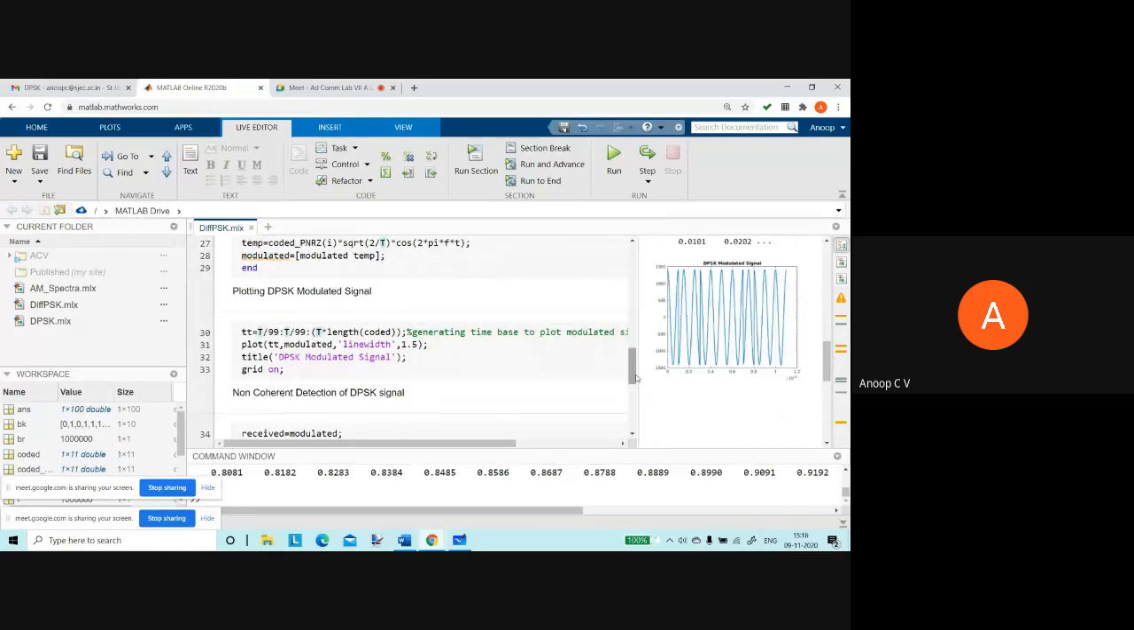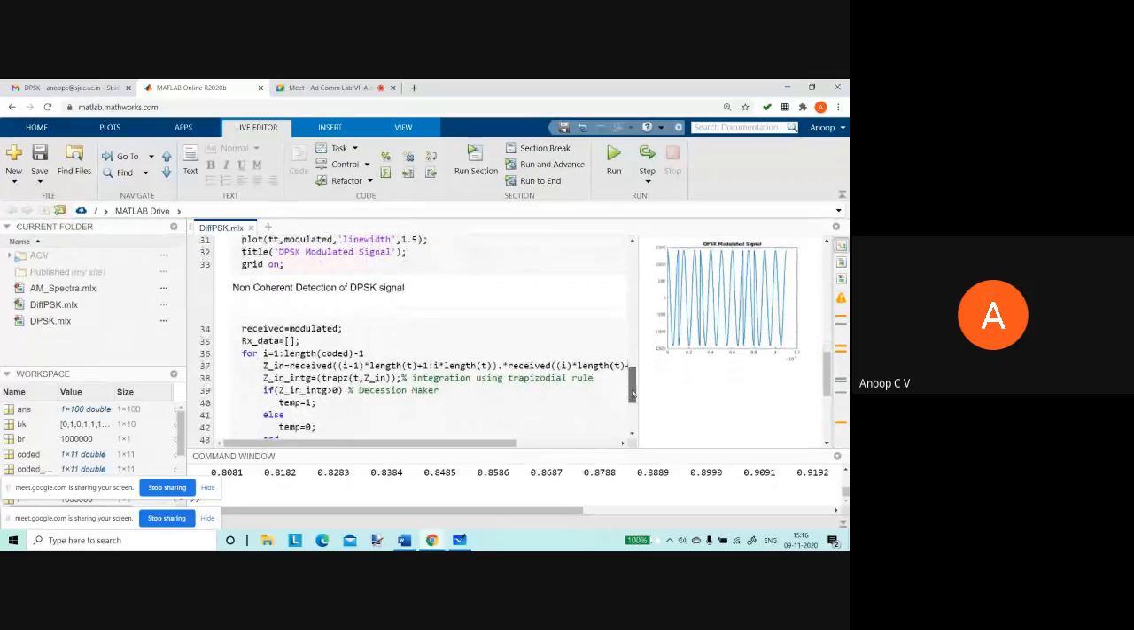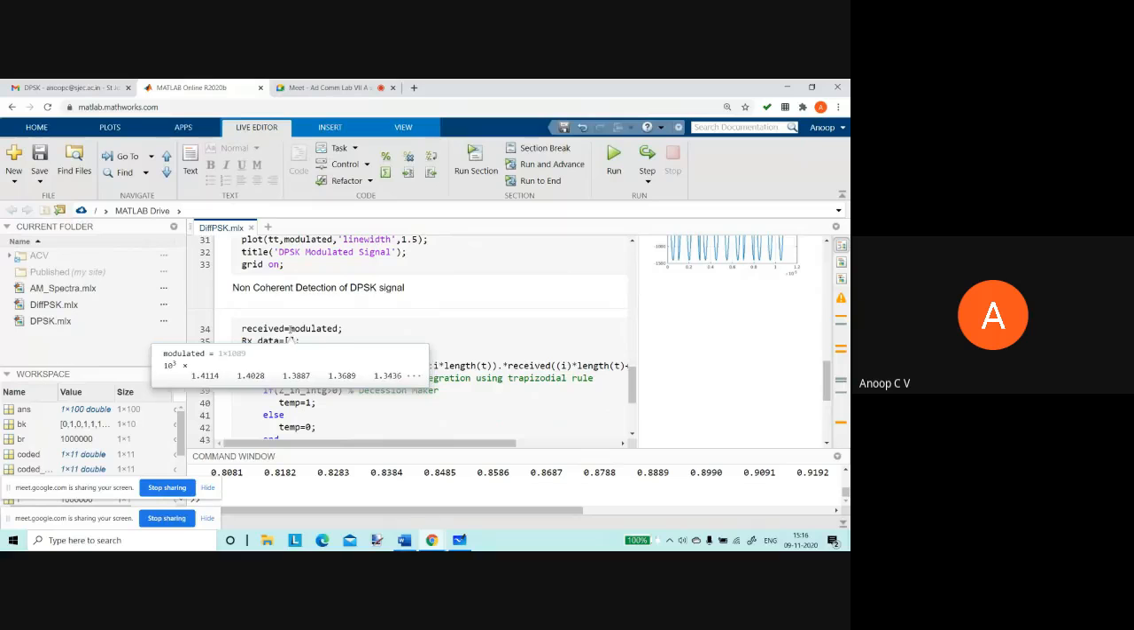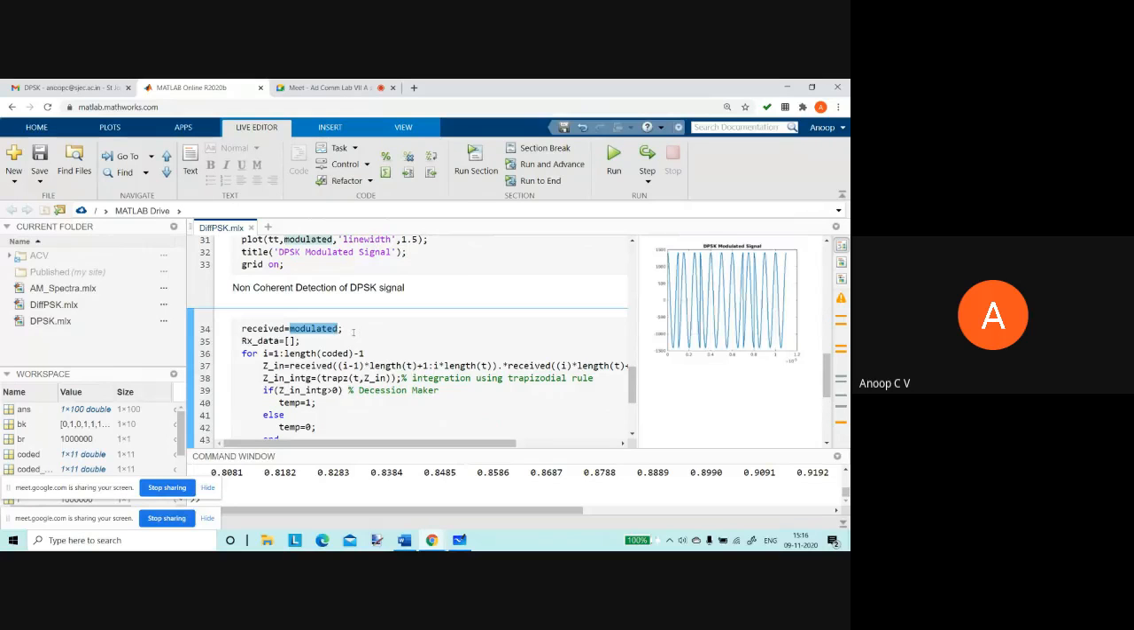So we have PSK modulated it. Next, we should demodulate it. We are assuming a noise-free channel. We have modulated and transmitted, and we have named the modulated signal as modulated. If you want, you can introduce additive white Gaussian noise and try the same code. Only to the modulated signal, you add some noise. Then the received signal will be modulated plus noise, and the remaining everything will be the same.